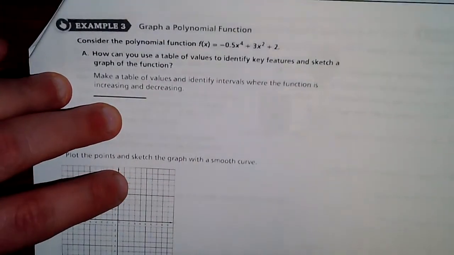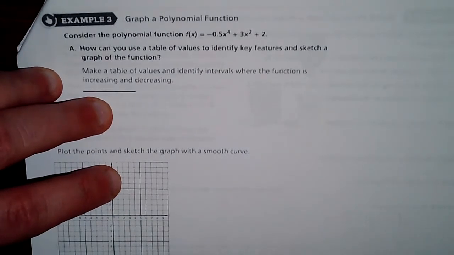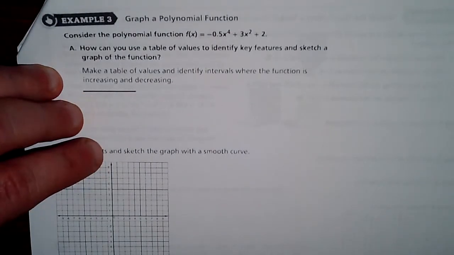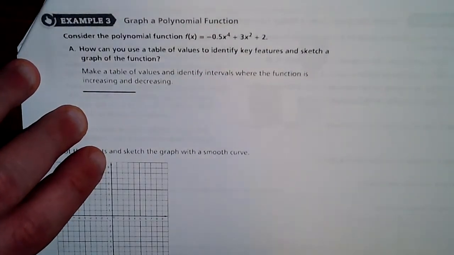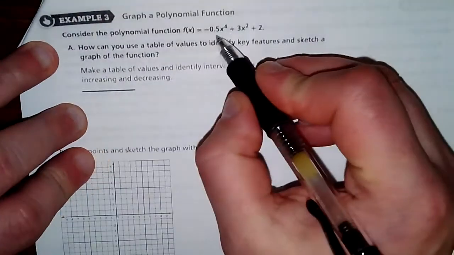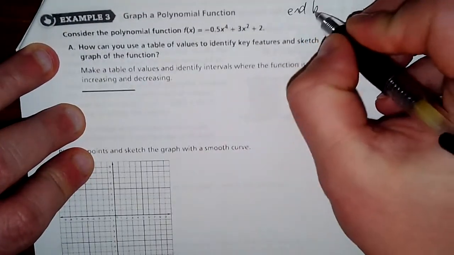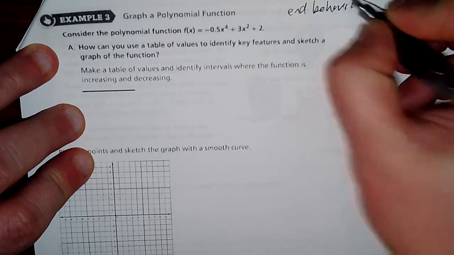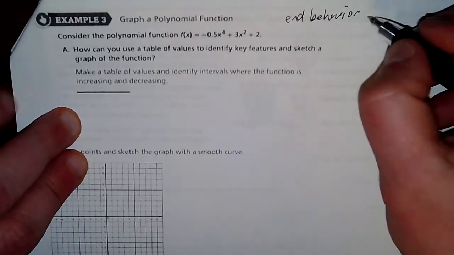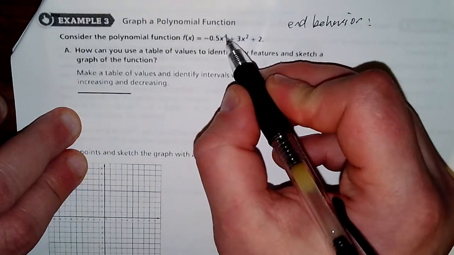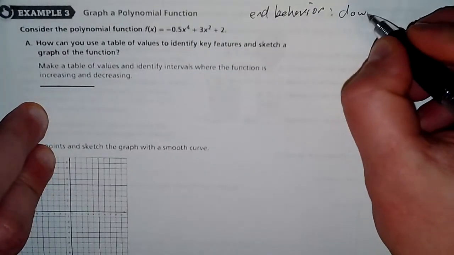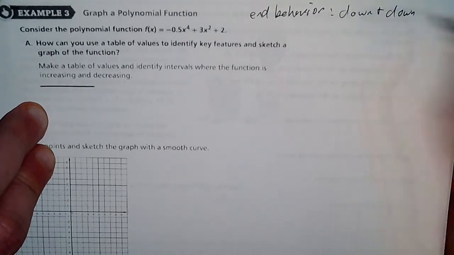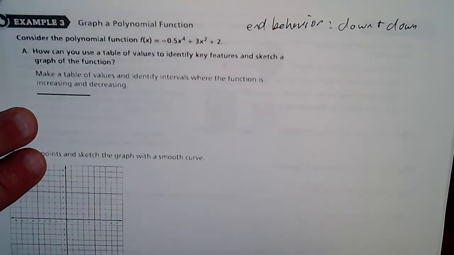And example 3 talks about making graphs here. It says, consider this function. How can you use a table of values to identify key features and sketch a graph of the function? There are some key things we want to know. For one, we know end behavior right away. This is where I like to use phrases like up and up and down and up. It's a negative odd, so it's going to behave like a negative x squared. So it's going to be a down and down graph. I like to know that right away going into it. I think that's really easy.